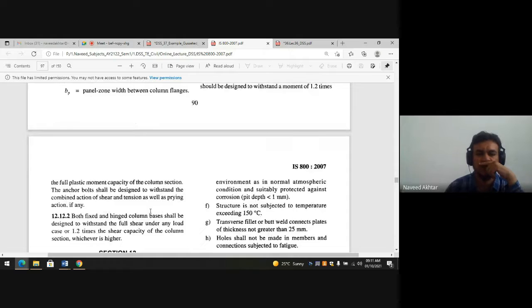The anchor bolts shall be designed to withstand the combined action of shear and tension. So here you have to design the anchor bolt to resist the shear force and the tension, as well as prying action. Any loss of strength due to the hammering is called the prying action. So all these things you have to consider while you are going for design.